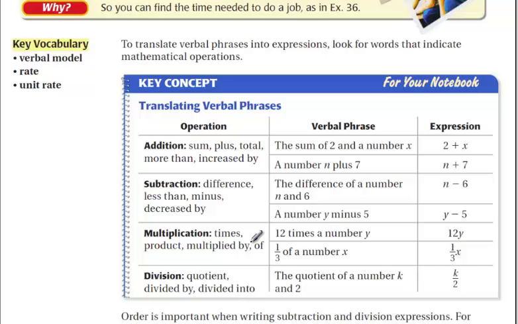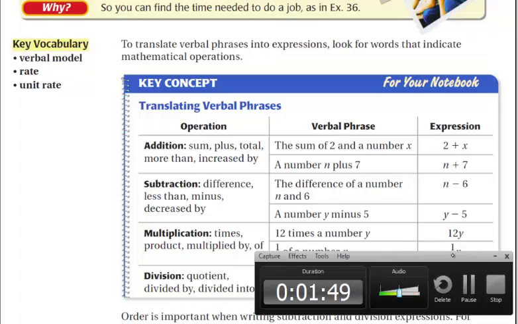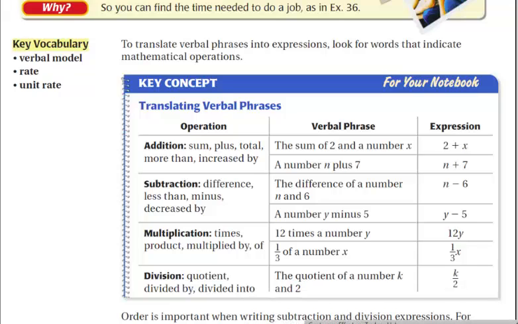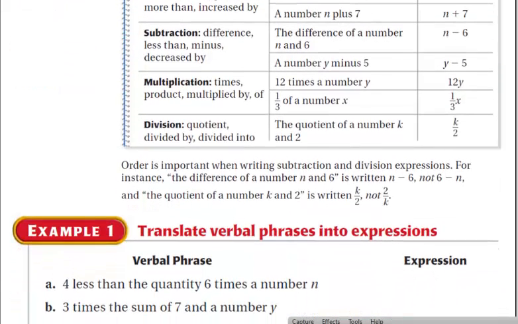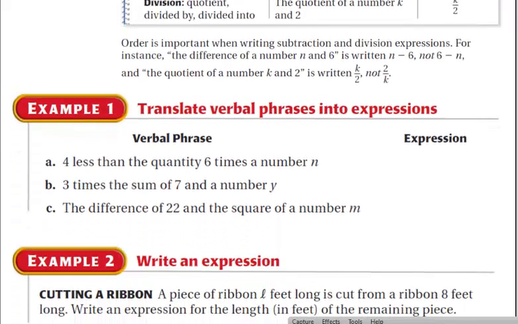Division. We have 3 different words that represent division: quotient, divided by, divided into. The quotient of a number k and 2. So basically they represent division, k over 2. So order is important when writing subtraction and division expressions. For instance, the difference of a number n and 6 is written n minus 6, not 6 minus n. And the quotient of a number k and 2 is written as k over 2, not 2 over k. So we have to be careful when we write those things.